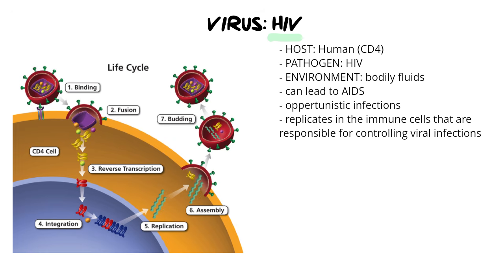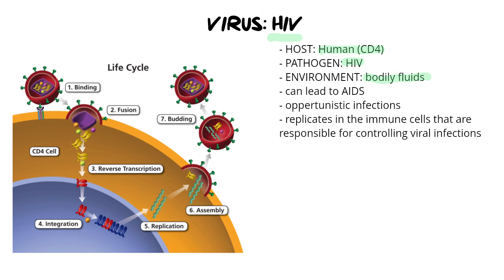So for HIV, the host is humans, specifically our CD4 cells, which are the white blood cells that are supposed to be responsible in preventing the infection in the first place. The pathogen itself is called HIV, and the environment that we find it in is bodily fluids. And this is things like blood, semen, and breast milk.